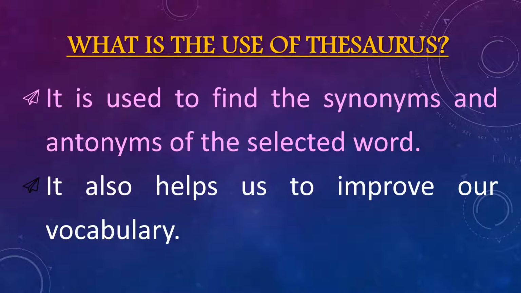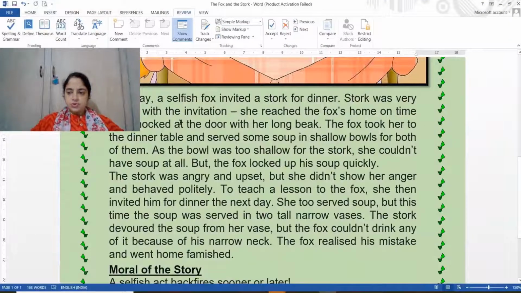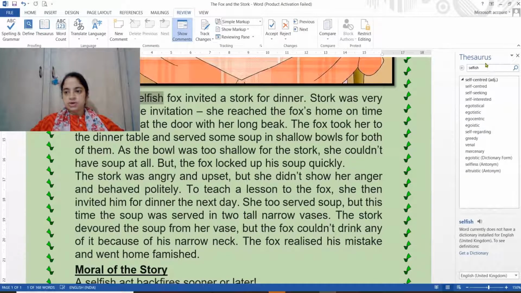Now let's see how to use the thesaurus feature. So here in this story, I want to see the synonym of a few words. To see the synonym of a word, first of all, select the word. For example, I'm selecting the word selfish. I want to see what other words can be written in place of this. Now click on Review tab, Proofing Group, Thesaurus option. It will open the thesaurus task pane on the right hand side.